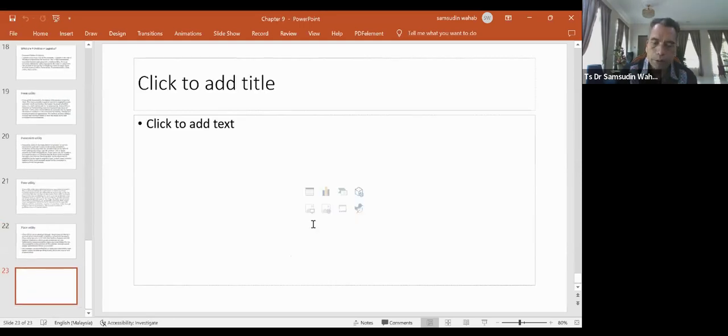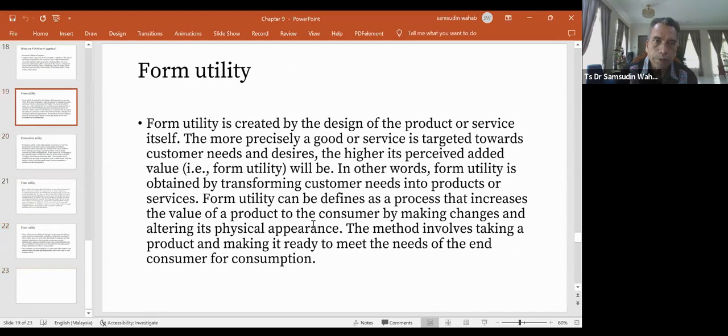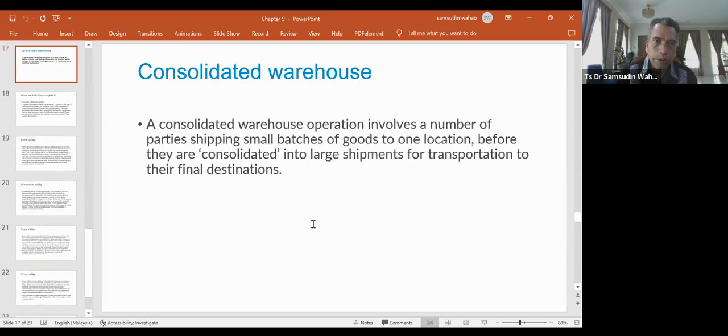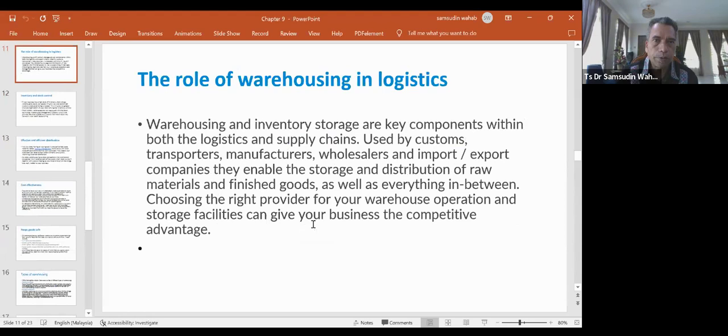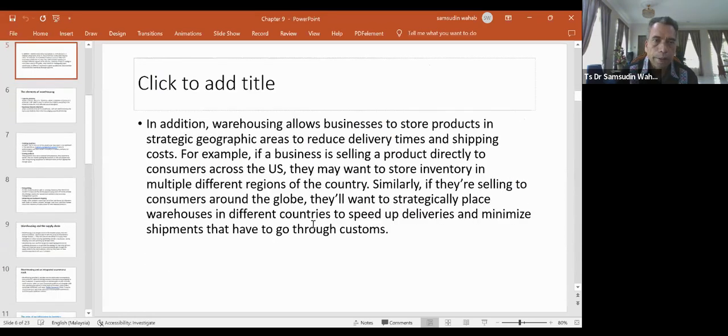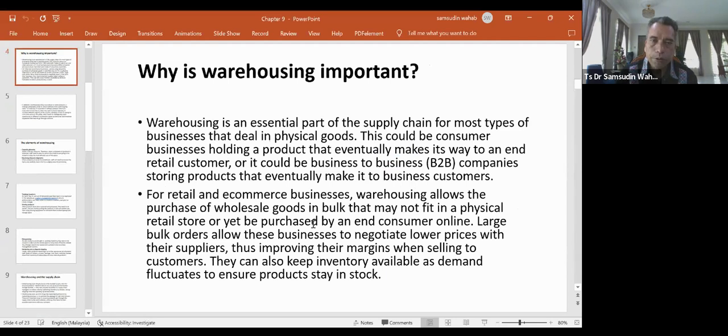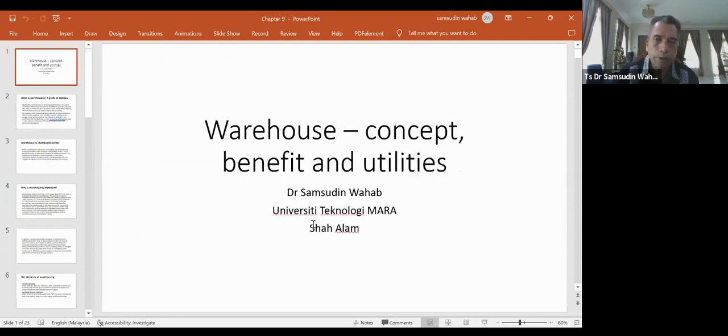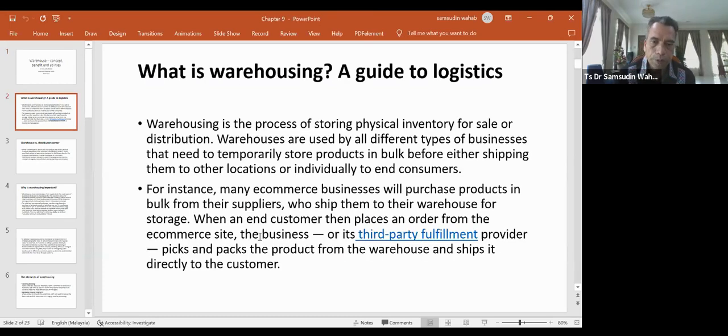Alright, you see, there are the four utilities in logistics. Alright, class, this lecture today is in line with chapter 9, and this chapter 9 is a very short sub-content. So today we only discuss the conceptual definition of warehouse. Then we also discuss the benefits of warehouse and also the utilities in the warehouse, to make this warehouse viable.